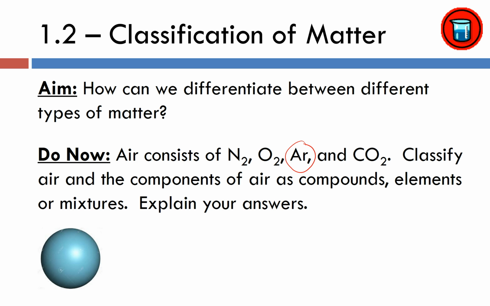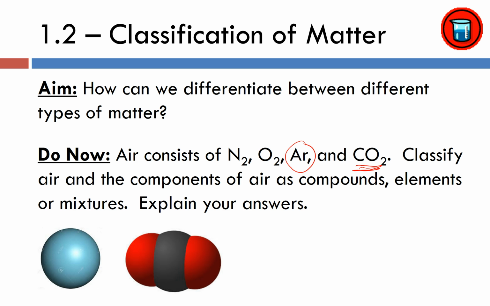Up next, I want to look at CO2. CO2 is carbon dioxide, and as the formula suggests, we've got two different types of atoms present. We've got carbon and oxygen, specifically one carbon atom and two oxygen atoms, represented by this model. The black atom is carbon, the two red atoms are oxygen. So it looks like this is going to be a compound.